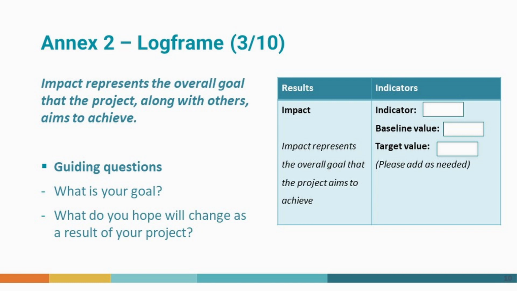Besides the description of your project's impact, you should come up with some SMART, which means specific, measurable, achievable, relevant, and time-bound indicators to monitor the impact. The indicators should have a baseline and a target value, meaning value before the start of the project and at the end of the project.